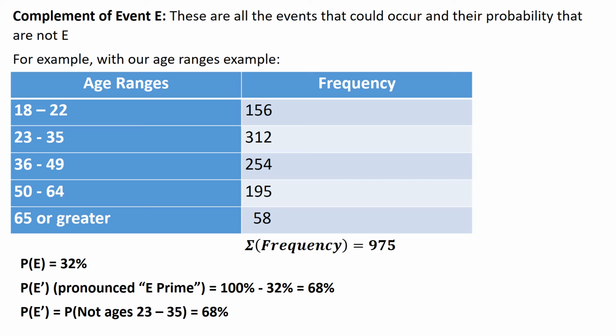So when we got 32% before for those aged between 23 and 35, which is 312 out of 975, we had 32%. We would say, what is the likelihood of these individuals not being between the ages 23 and 35? That's 68%. That's 100% minus our 32% for that range, which equals 68%.